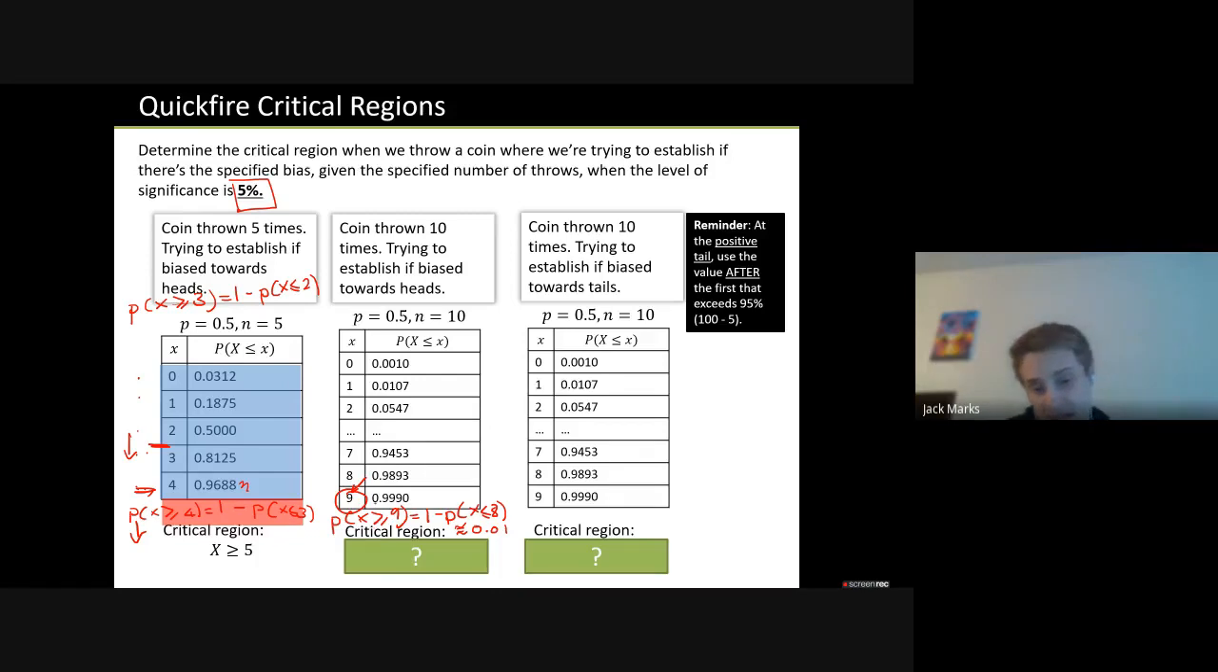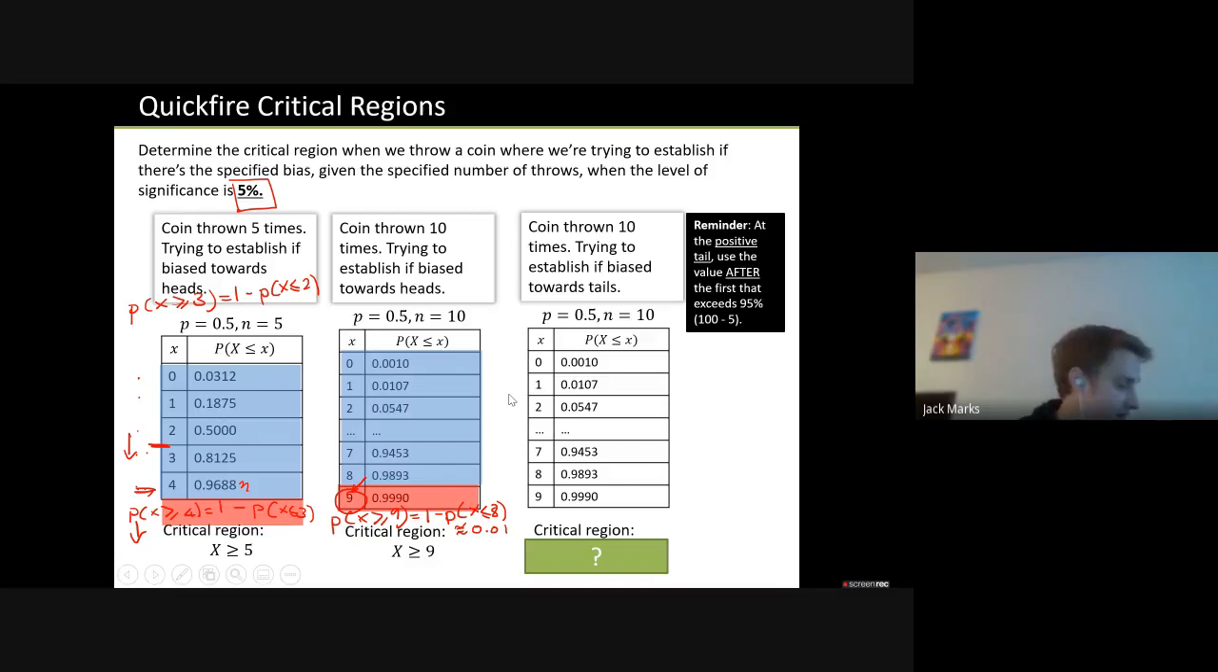If you try for yourself, pause the video quickly if you like, try it for greater than or equal to 8, and you'll see that it doesn't work. It will give you about 5.5%, which is too big. So 9 is the start of the critical region. 9 is the critical value. The region is greater than or equal to 9.